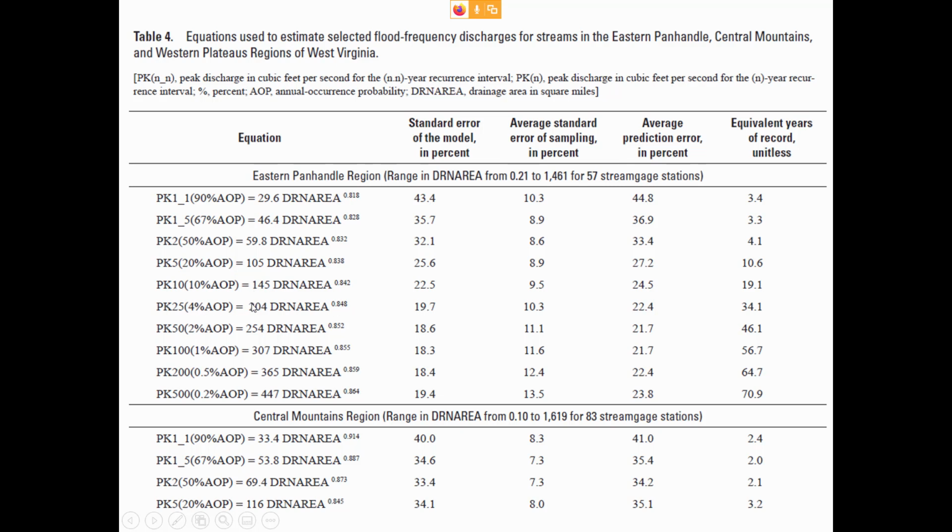So the equation is 204 times the drainage area to the 0.848 power. You put the drainage area in square miles, and then it's going to tell you the discharge in cubic feet per second. And so it's just that easy. Now, that's for West Virginia. Not every state has such a simple regression equation.